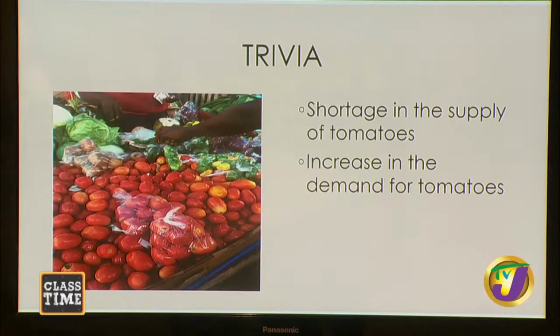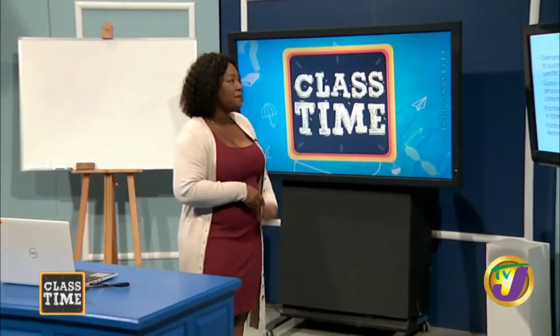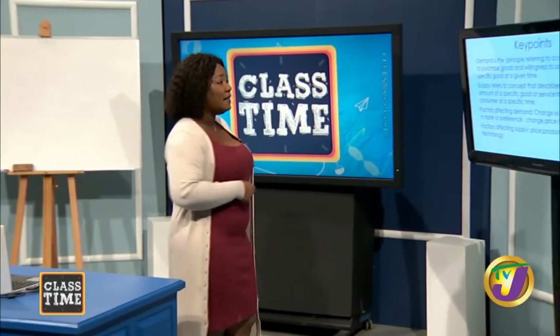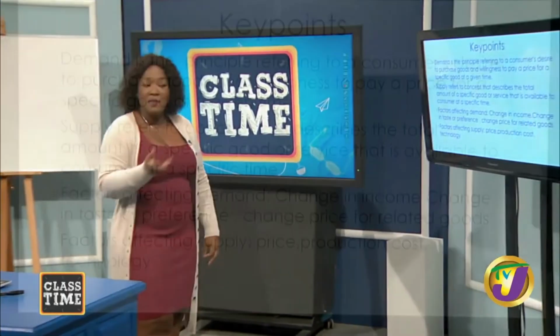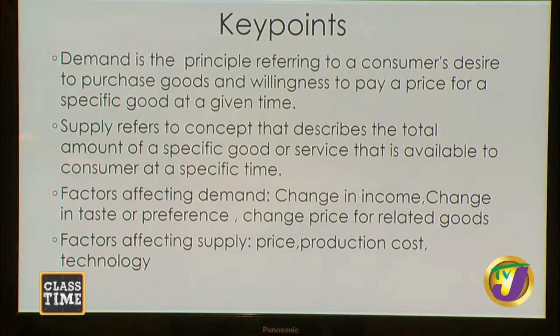Now, let's do a recap of what we did today. 1, we looked at demand and we looked at supply. Demand is the principle referring to a consumer's desire to purchase goods and the willingness to pay a price for a specific good at a given time. 2, we looked at supply. Supply refers to the concept that describes the total amount of a specific good or service that is available to consumers at a specific time.